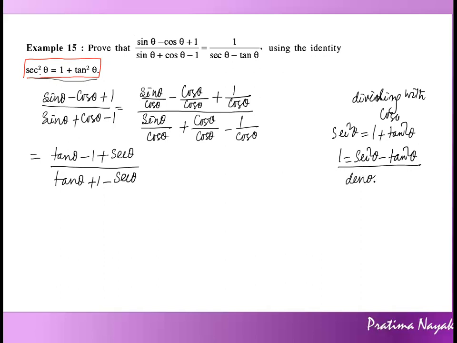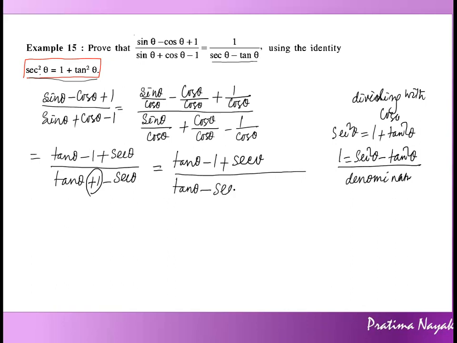Denominator. So how much will I get? I'll get tan theta minus 1 plus sec theta, and in the denominator, because the leftover on the right side is in the denominator, I'm changing this 1 as sec square theta minus tan square theta. So tan theta minus sec theta, and I'm getting the plus 1 as sec square theta minus tan square theta.